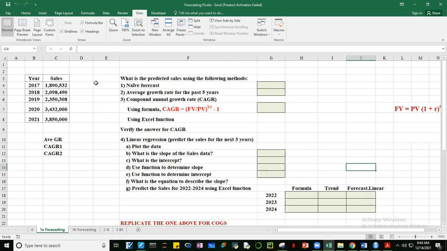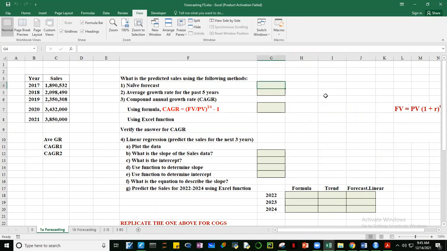We're given the sales of this company in the year 2017 up to 2021. So we would like to forecast the sales based on naive forecast, average growth rate, compound annual growth rate or CAGR, or using linear regression. Those are the 4 things that we're going to discuss in this worksheet.